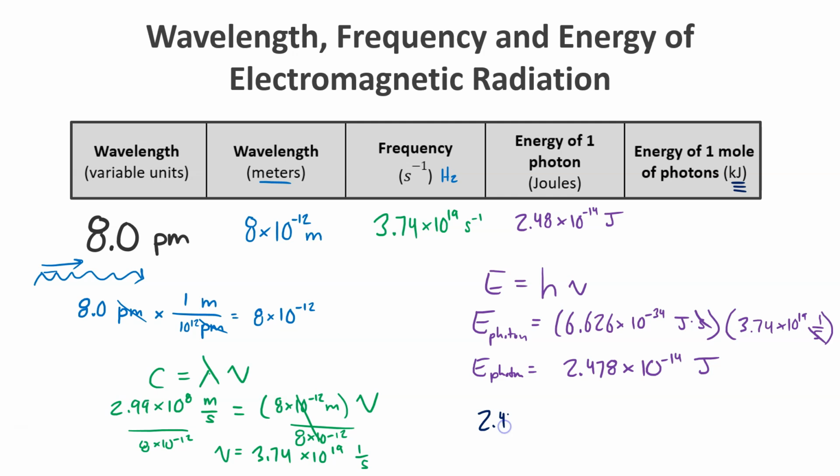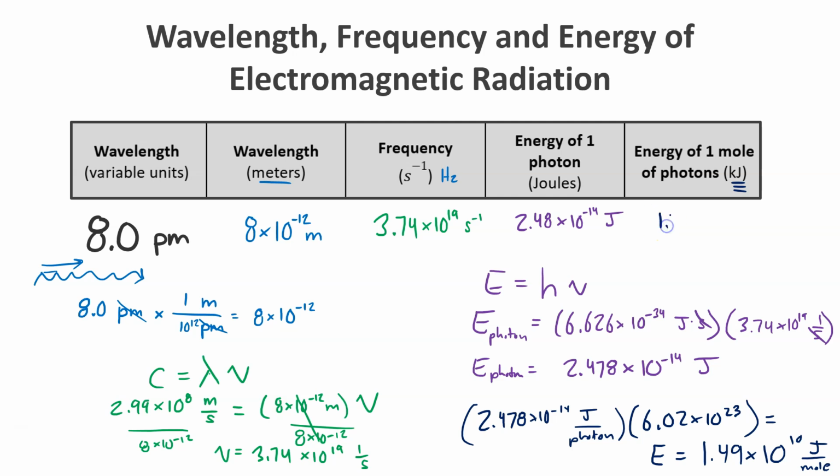It's simply taking the 2.478 times 10 to the negative 14th joules. You could put that joules over photons if you want to sort of get at what this is, right? This is the energy of one single photon. And all you got to do to find the energy of a mole of photons is multiply it by a mole, 6.02 times 10 to the 23rd. You're just scaling that up by however many particles a mole is. Since I'm running out of space here, let's jot that down up top: 1.49 times 10 to the 10th joules per mole of photons.